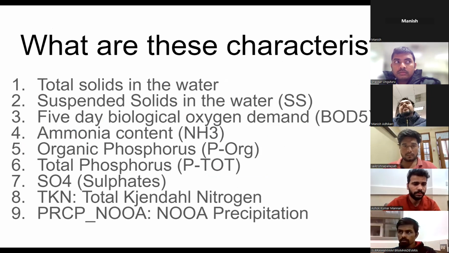So what are these characteristics? The characteristics we are going to work on are these. There are total solids, which are the total solids dissolved in the water. There are suspended solids, or SS. There is 5-day biological oxygen demand, called BOD5. There is ammonia content NH3, organic phosphorus PORG, total phosphorus called PTOT, sulfates called SO4, total Kjeldahl nitrogen called TKN.